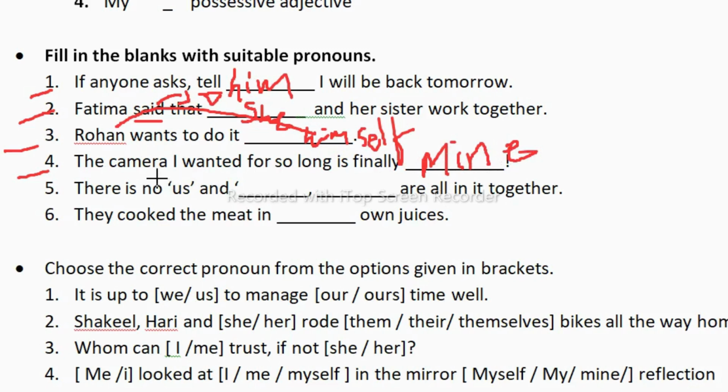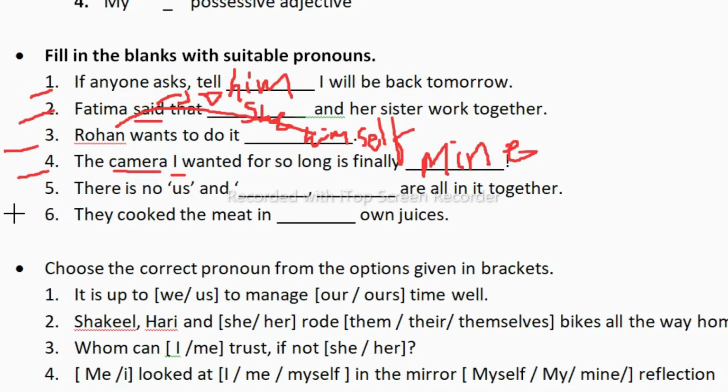The camera, we are talking about the object here, so that is finally ours. So we have to show the possession, we have to show the ownership. So this possessive pronoun shows the ownership. The camera I wanted for so long is finally mine. If third person is there like he and she, we can use here: the camera you wanted for so long is finally yours. If he or she is there, then the camera she wanted for so long is finally his or hers. So these are the possessive pronouns.